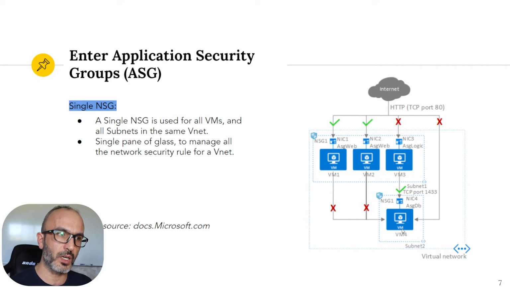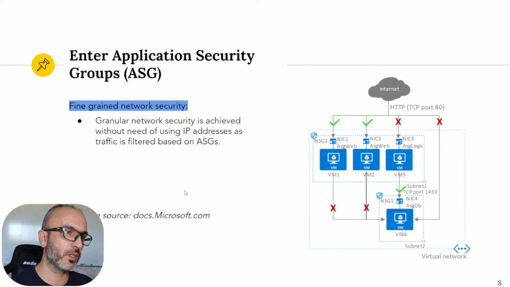So as you can see here, we've got two subnets, subnet 1 and then subnet 2. Both subnets are controlled by one network security group. So we've got a single pane of glass where we can look at all the policies in one network security group. The only thing we need to specify, which traffic is going to where, is by using the application security group, as we will see in a minute.